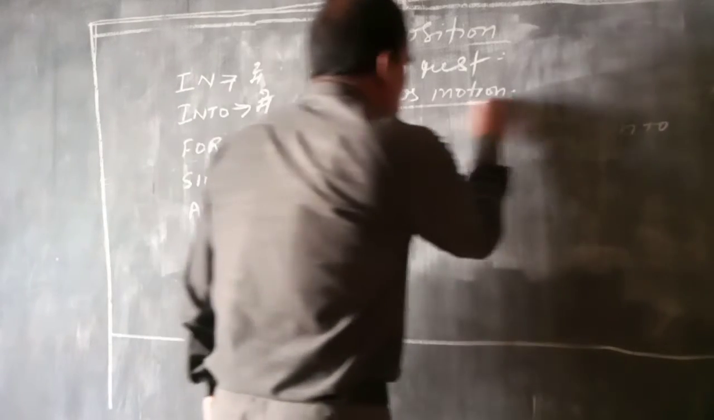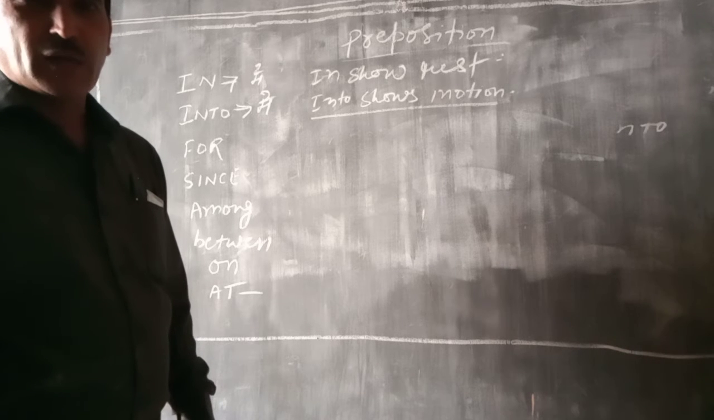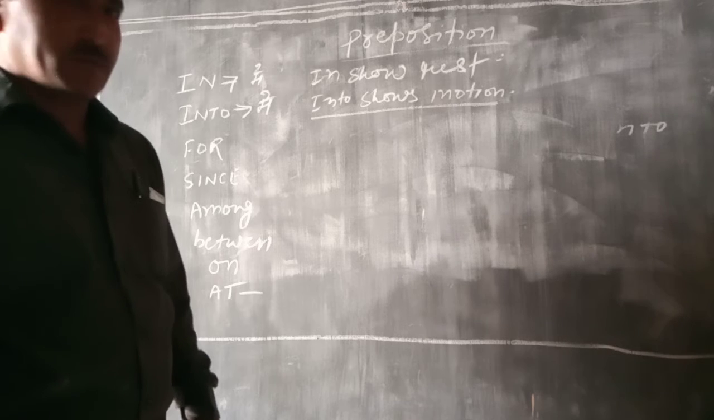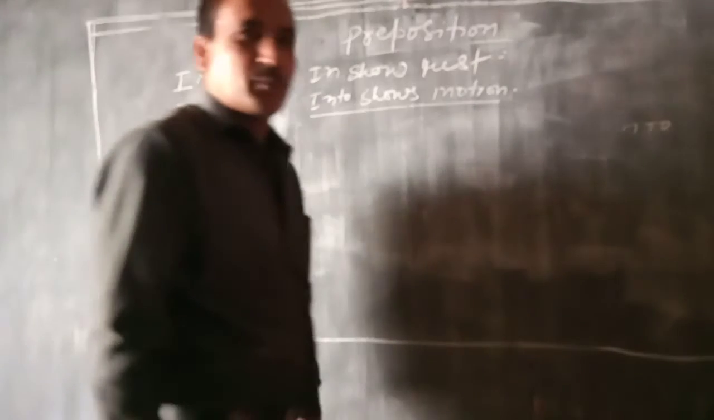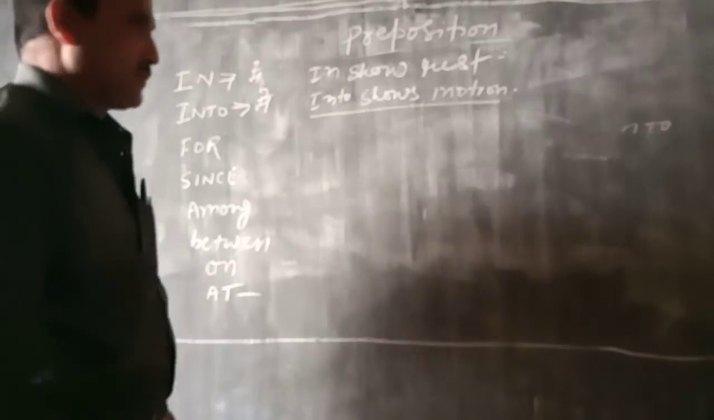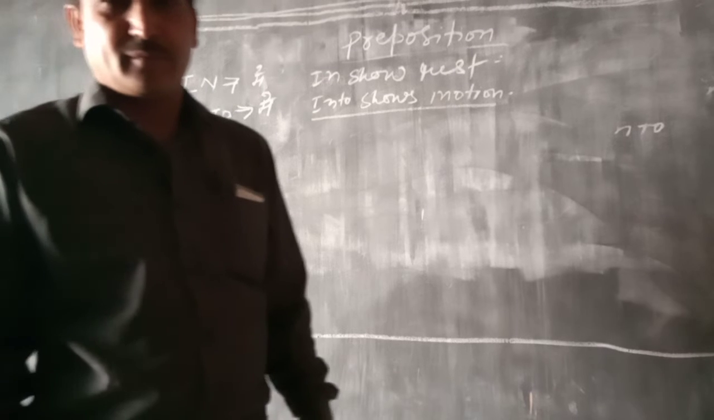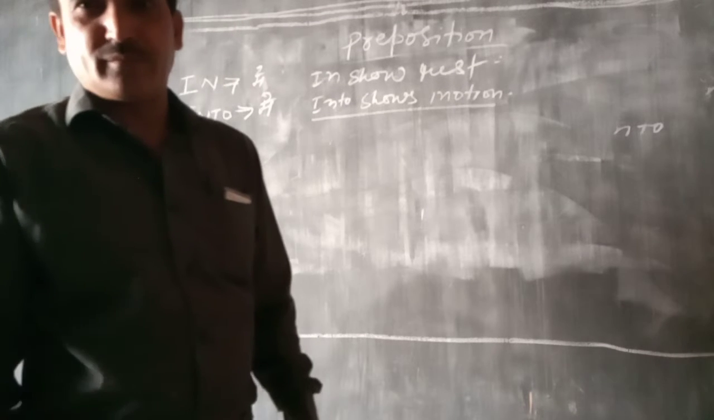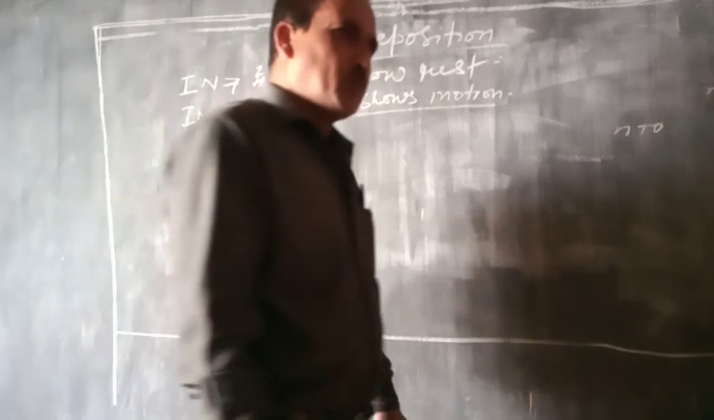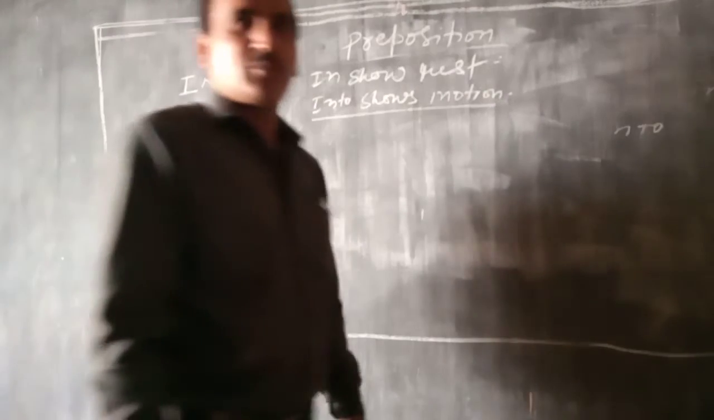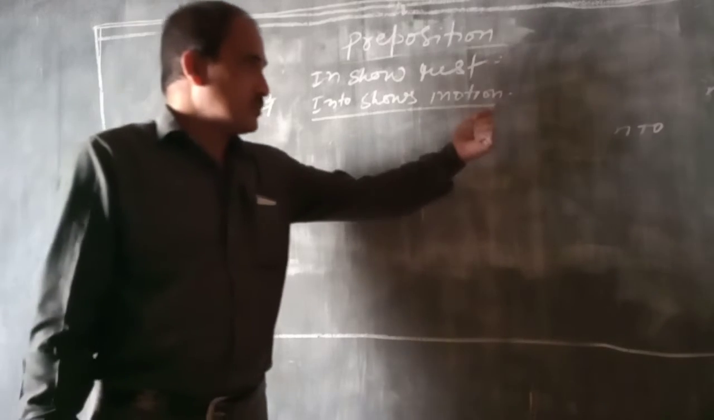Now it is motion, that means a frog fell into the well, a boy jumped into the pond, like that. If the question arises in your mind, why are we using "into" here? Into, because the frog is jumping in motion, going into the water in motion. And why "fell into the well"? Because falling is motion into the water, there you can use into.